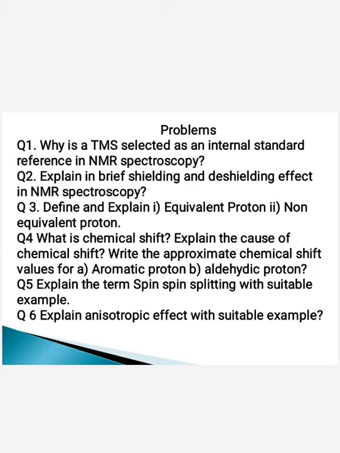Now the next point in shielding and de-shielding effect is the electronegativity effect and the electron releasing group effect. Also mention their examples, that is, give an example for the electronegativity effect, and the third point is the alkyl donating group. The third problem is: define and explain equivalent protons and non-equivalent protons.